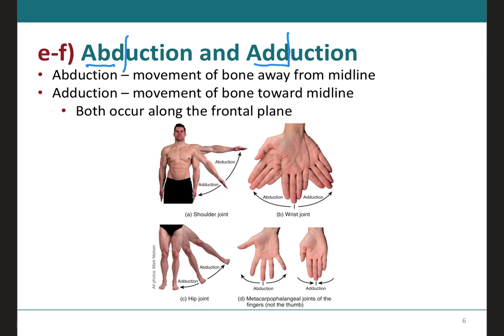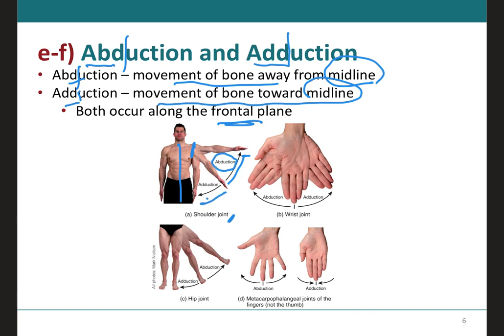The same thing with the body movements. When you're abducting, you are moving the bone away from the midline. And when you're adducting, you're adding, so you're moving the bone toward the midline. And both will occur actually on the frontal plane. So on the first one, we have the shoulder joint. Therefore, when you bring your arm away from the midline, you're causing abduction. And when you bring it closer to the midline, you're causing adduction.